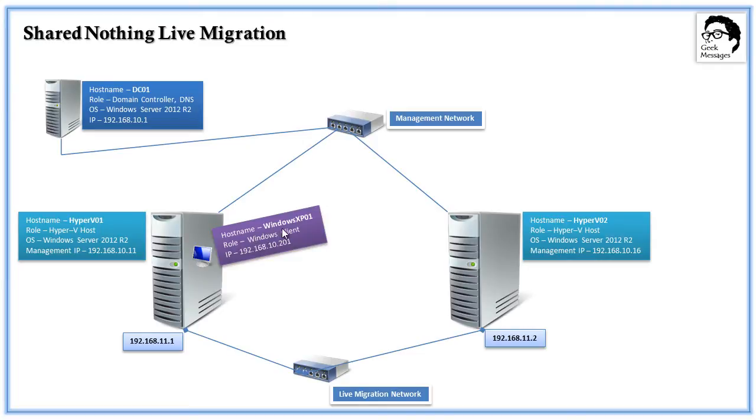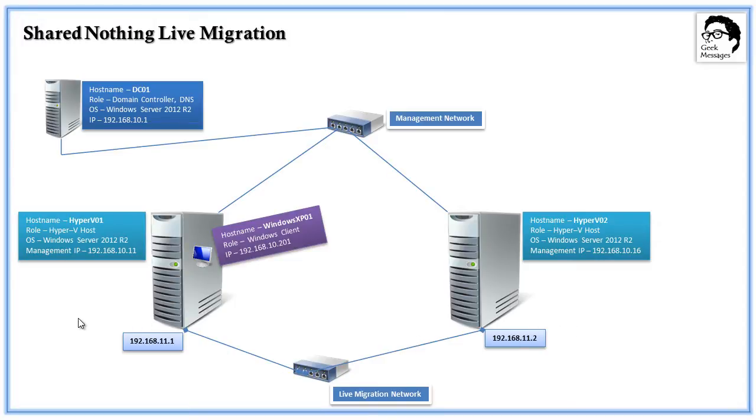And that virtual machine is actually a Windows client, and it's called Windows XP01 with the IP 192.168.10.201. Now down below we have another network only between these two Hyper-V hosts, which is used for live migration. If you see here, it has a different subnet 192.168.11.x. Our objective is to move this virtual machine from Hyper-V01 to Hyper-V02 over this live migration network.